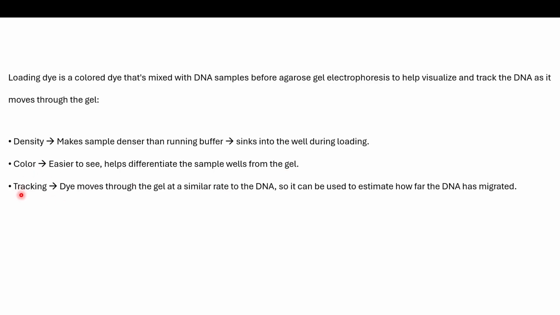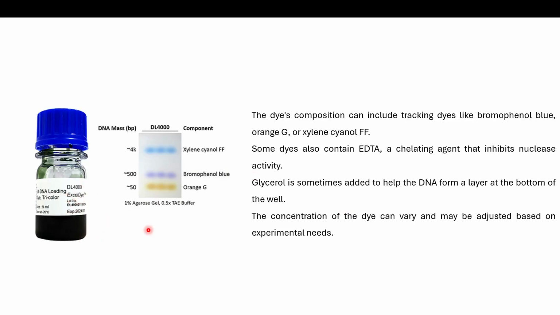And definitely there's a tracking dye, actually a combination of dyes, which moves through the gel at a similar rate to DNA, so that it can be used to estimate how far the DNA has migrated. So this is the loading dye. There's xylene cyanol, there's bromophenol blue, and orange G. Orange G runs the fastest, owing to its molecular weight.